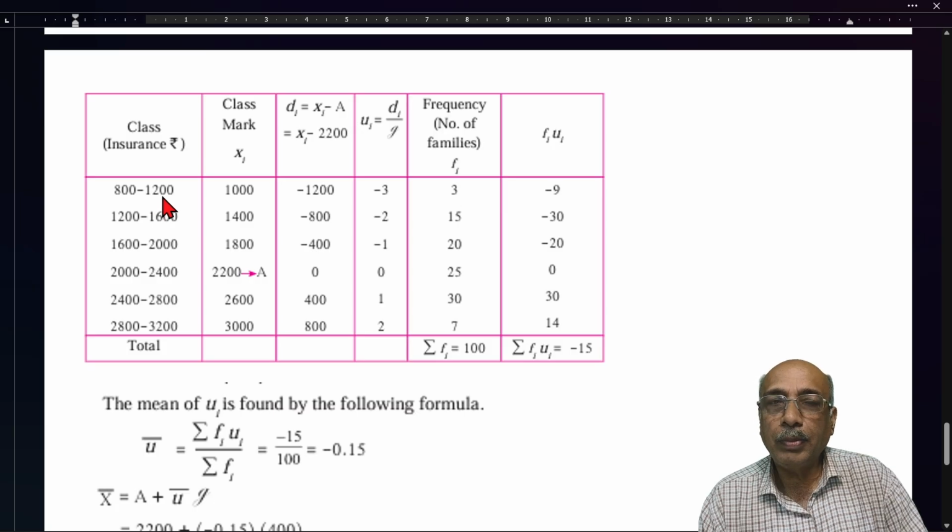One more thing, students, while calculating statistical data tables, please take note that the class intervals must be continuous classes. Continuous classes means 800 to 1200, then it must be 1200 to 1600. If it is not so, we will see in the exercise how to make it continuous. So keep watching all the exercises.